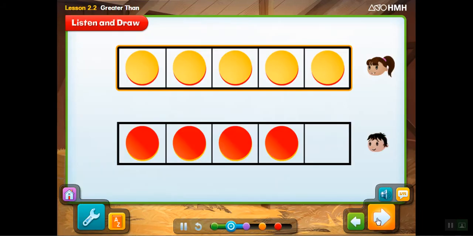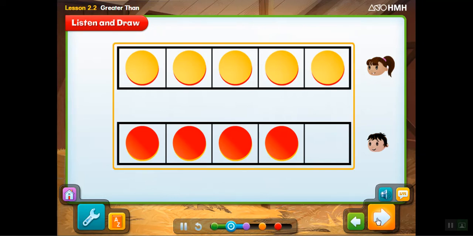Meg uses yellow counters to show the number of books she has, while Oliver uses red counters to show his books. Let's see which set has a number of books that is greater than the other set by comparing them. Start by matching. Click the sets to draw lines to match Meg's counters to Oliver's counters.